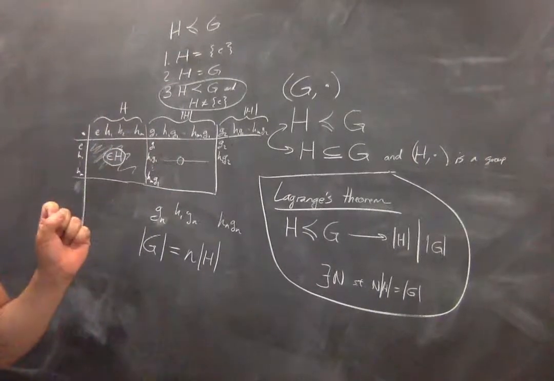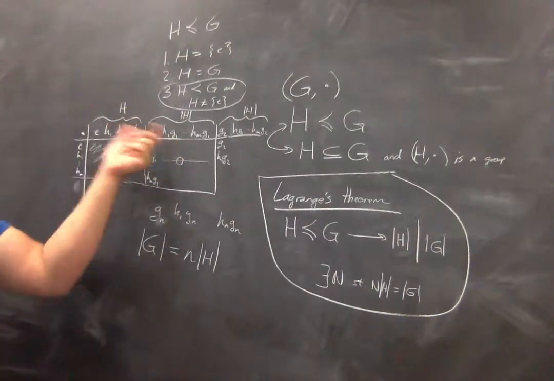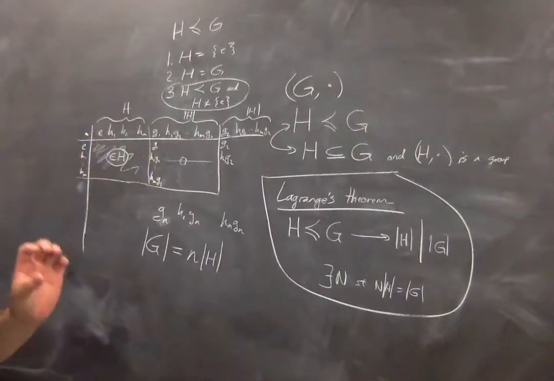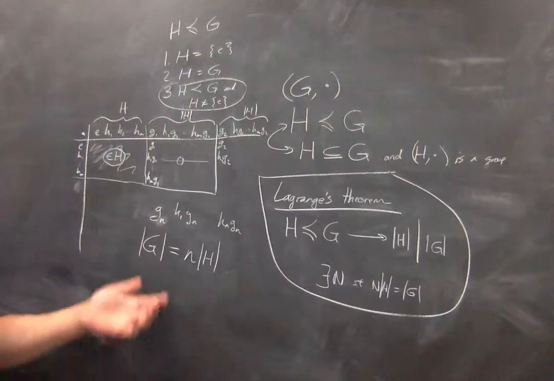You can't just add them in one at a time. You have to add them in m plus 1 at a time, the size of H at a time. And there we go. That's Lagrange's theorem.